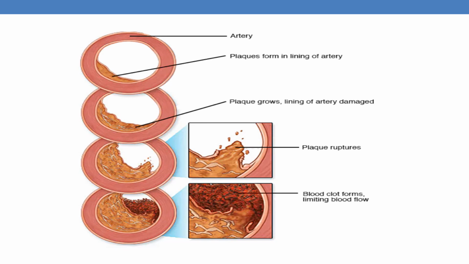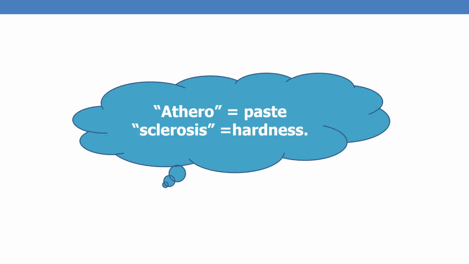Here you can see this is the artery and these are the plaques forming in the lining of the artery. Whenever the plaque grows, the lining of the artery is damaged. And in certain cases, plaque ruptures and blood clots are formed. So you can see the passage of the blood is narrowed. Narrowing of the artery is seen in atherosclerosis due to the buildup of plaques. Athero means spaced. Sclerosis is nothing but hardening.